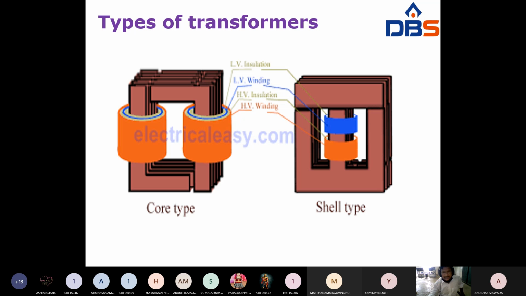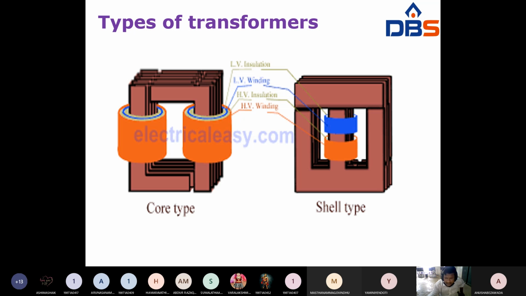So core types of transformers: mainly step down, step up, single phase, three phase. But based on construction, core type and shell type are very, very important. So look at the figure. What is the definition of a core type transformer? The winding is surrounded by the core.